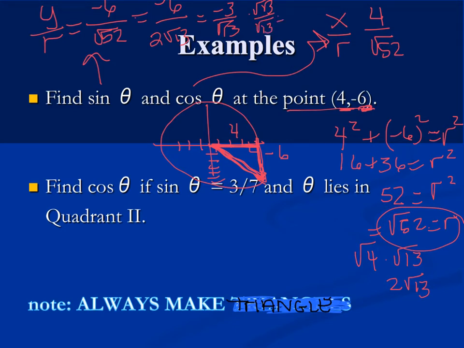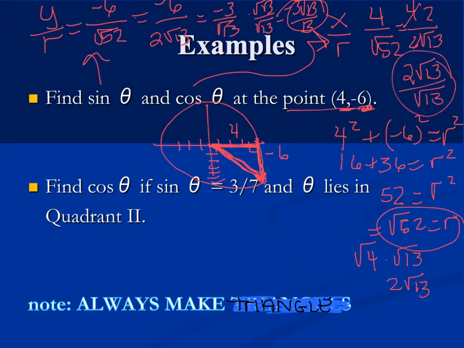And we get -3 root 13 over 13. That's the answer for sine. And for cosine, we're going to do the same thing. So we have 4 over 2 root 13. The 2 and the 4 can be canceled. Multiply top and bottom by square root of 13, and I get 2 root 13 over the square root of 13. So there's your sine, there's your cosine.